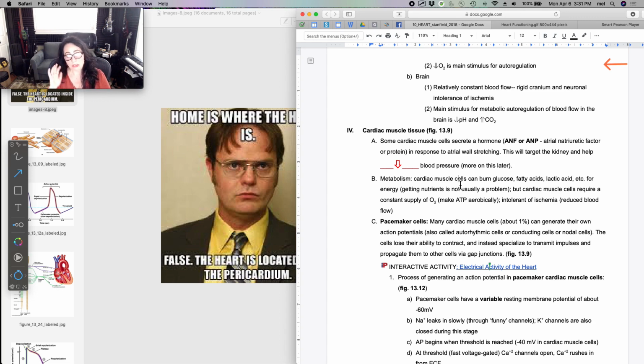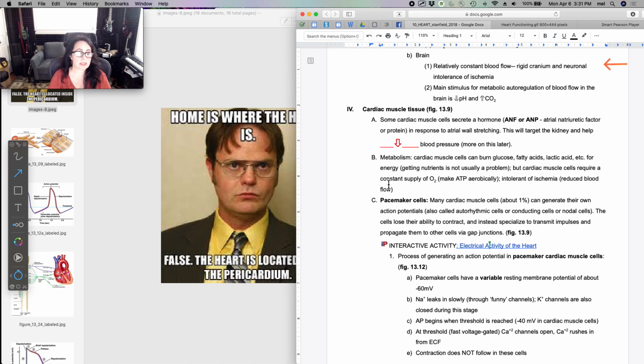Okay, so next thing, cardiac muscle cells, what about their metabolism? Meaning, what do they need in order to do cellular respiration? They're actually not very picky about nutrients. They can burn glucose, other sugars, fatty acids, and lactic acid. They can use almost any of these nutrients for energy. So getting nutrients to cardiac muscle is not generally a problem, but they have almost zero capacity for anaerobic cellular respiration.